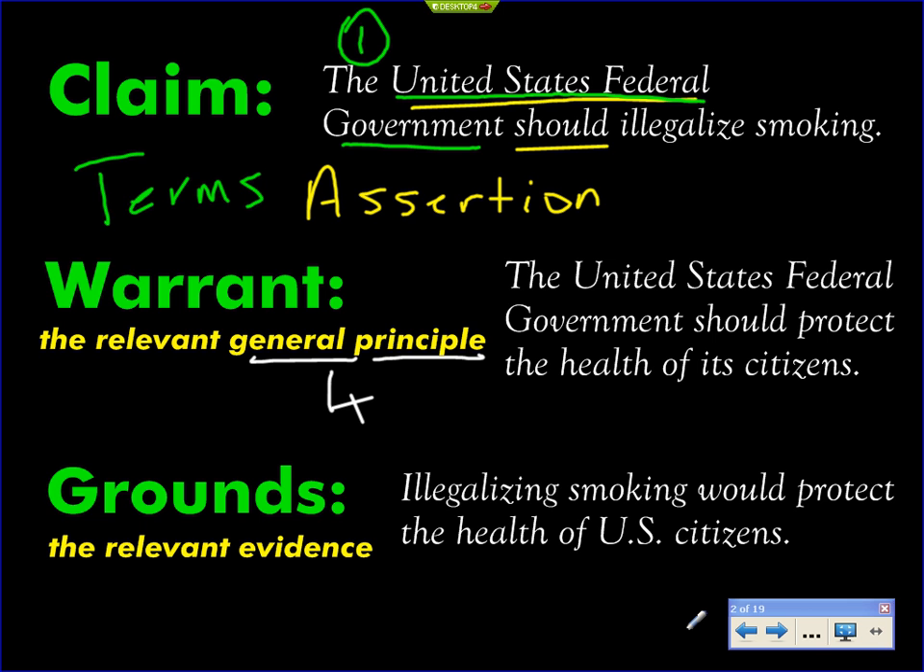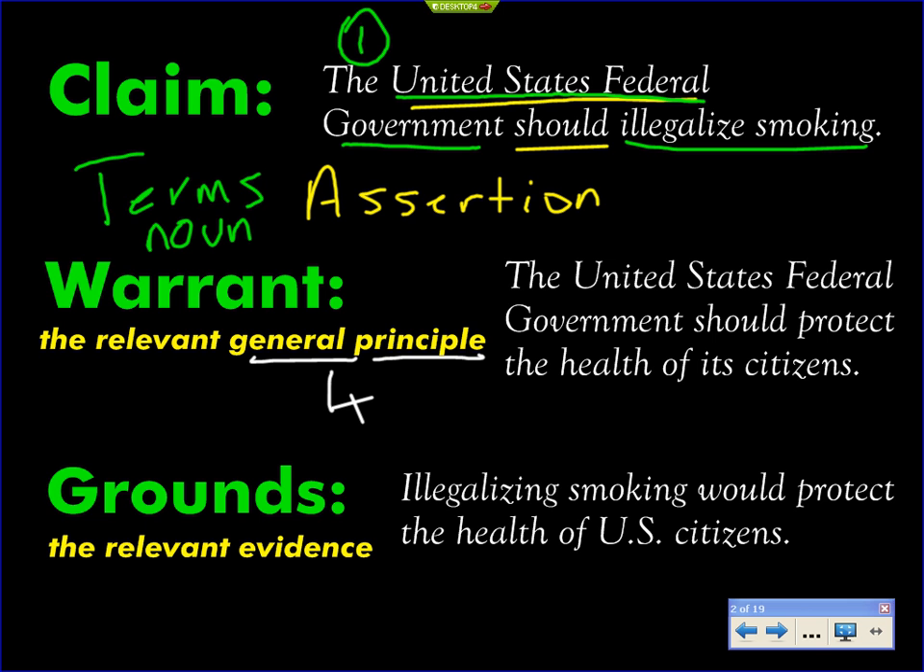If that's term one, United States federal government, then what might you think term two is? Illegalizing smoking. Illegalizing smoking is term two. A term must be some sort of noun thing. United States federal government is a noun phrase, it refers to one entity. The illegalization of smoking is an action that's also considered to be a noun. So the United States federal government and the illegalization of smoking.